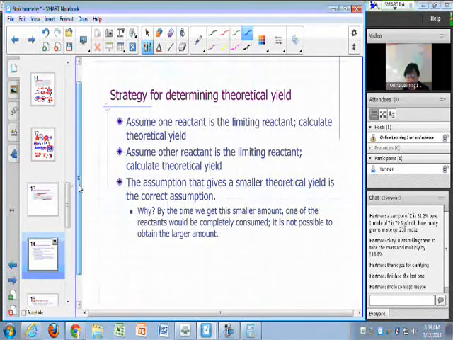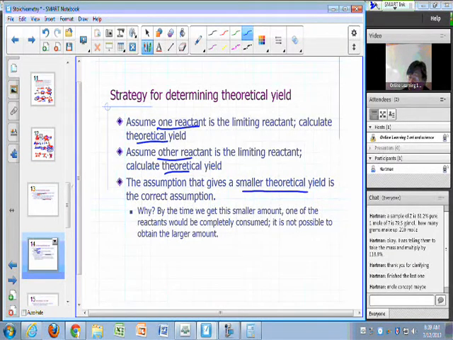If the question is just asking you for a theoretical yield, one quick strategy you can use for getting to the answer is: assume one reactant is limiting, calculate the theoretical yield. Then assume the other reactant is limiting, then calculate the theoretical yield. Whichever assumption gives you a smaller theoretical yield, that would be the correct assumption. Why? Because by the time you get that smaller amount, one of the reactants would be completely consumed. It's not possible to get the larger amount.